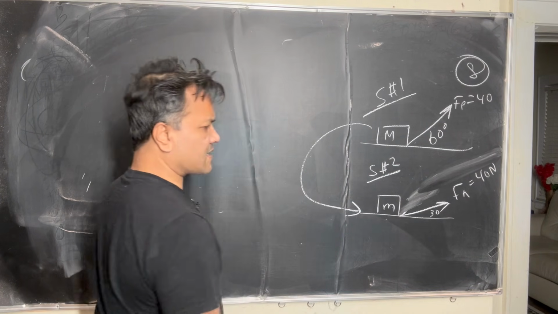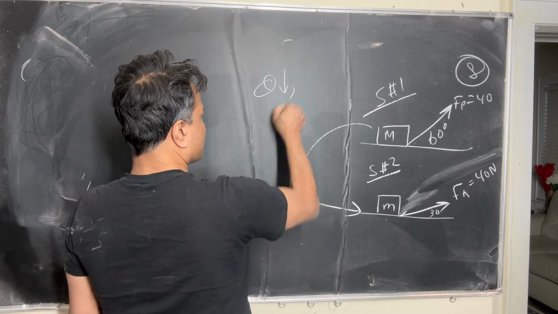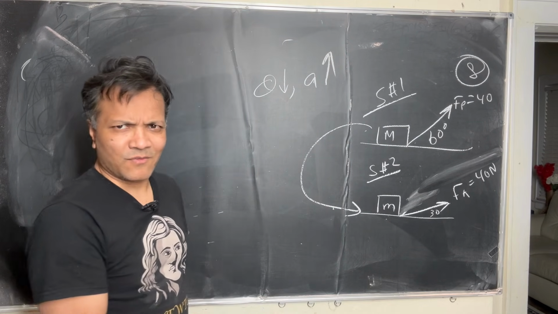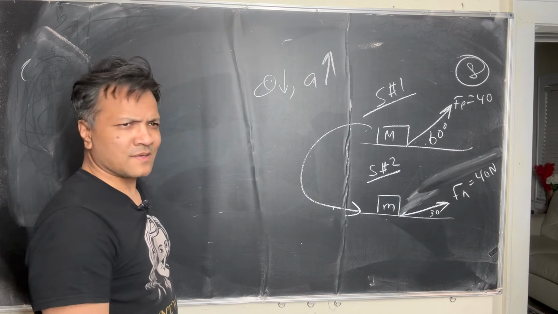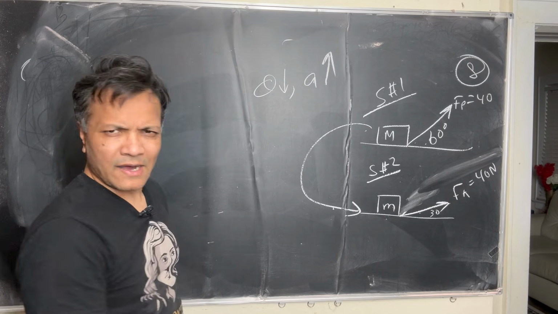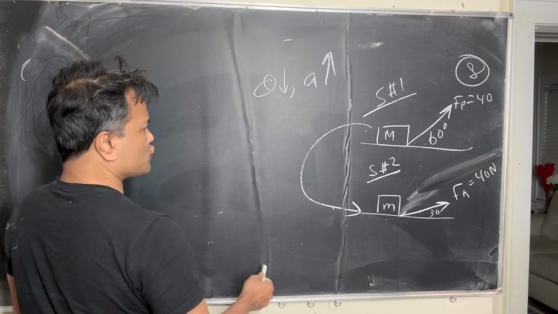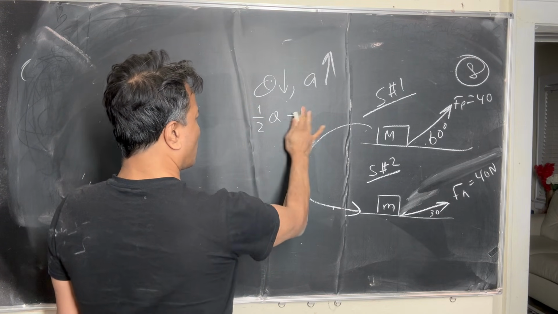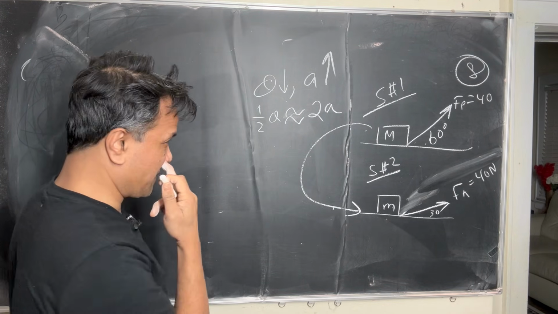If you decrease the angle, acceleration goes up. If angle goes down, acceleration goes up. If angle goes down by half, from 60 degree, then acceleration goes up by almost 2. So half the angle, we can say, or almost 2, almost, we don't know. Let's see, let's find out.